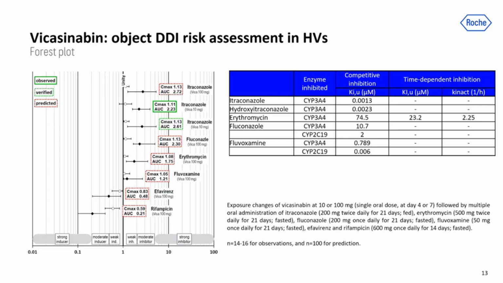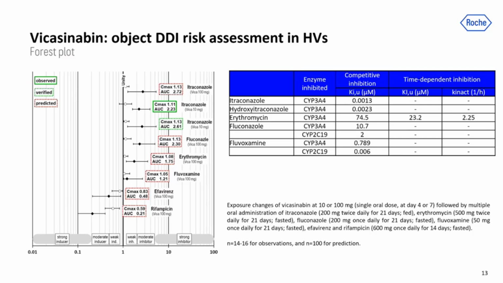Then, using the healthy volunteer population, we tried to see the object DDI risk assessment, how the PK profile of Vicasinabin is changed in the presence of several CYP3A4 perpetrators. I think the interesting case is the fluconazole prediction, which you can see in the middle of the first plot. The predicted AUC ratio of Vicasinabin with co-dosing of fluconazole is around 2.3-fold, which is close to the level of the itraconazole DDI effect. We assume that fluconazole is a 3A4 moderate inhibitor, but if we go to the table on the right-hand side, fluconazole is also a CYP2C19 inhibitor, so a dual inhibitor for CYP3A4 and 2C19.